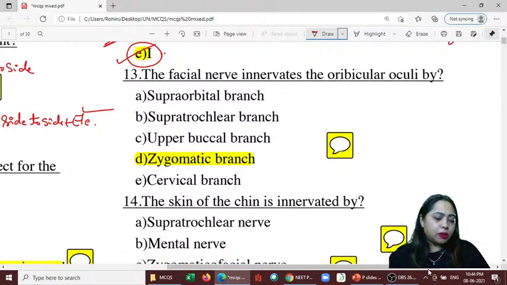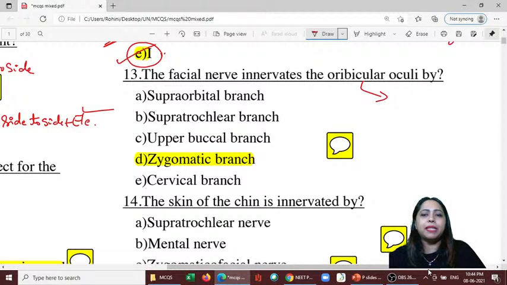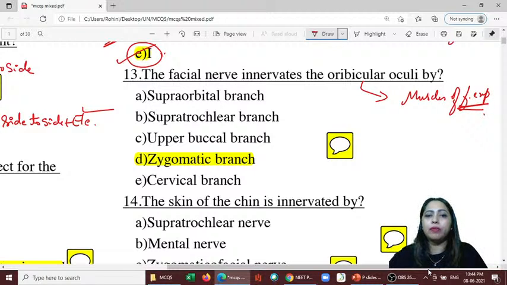The facial nerve innervates the orbicularis oculi by... So now orbicularis oculi is one of the muscles of facial expression, right? So it is innervated by which branch of facial nerve?